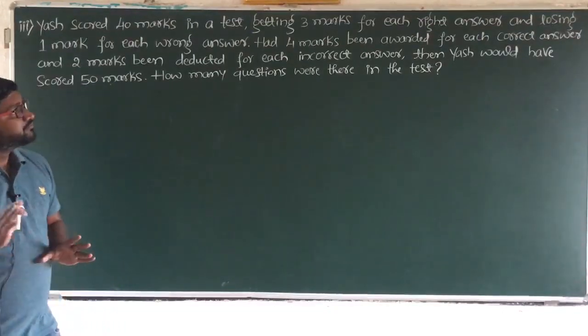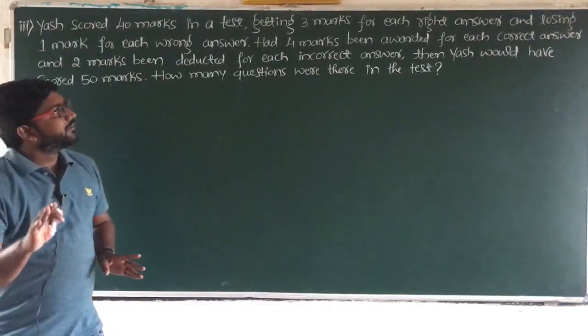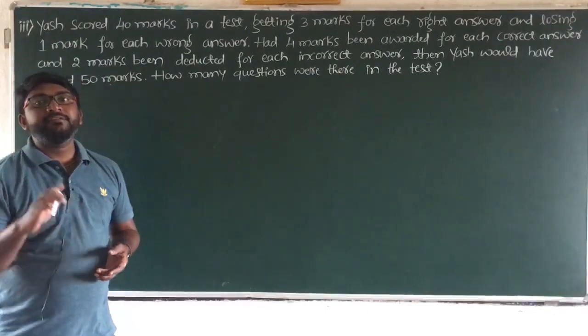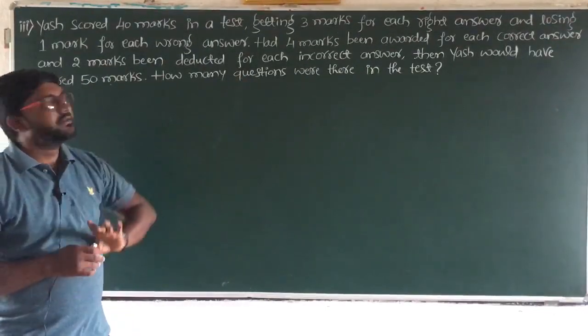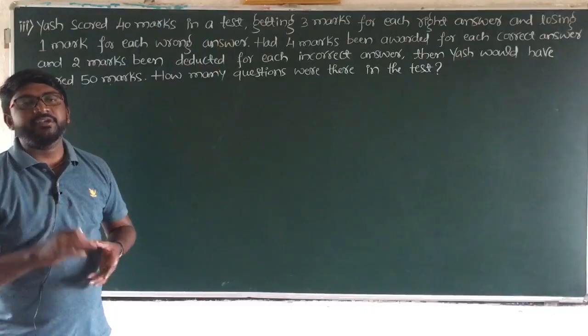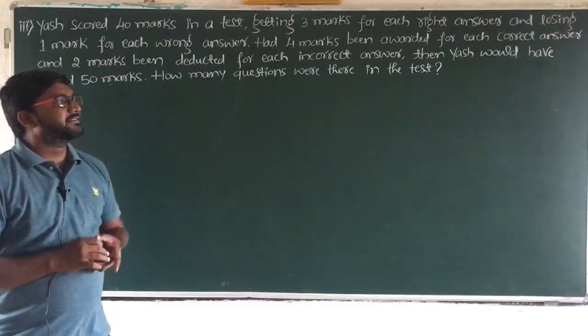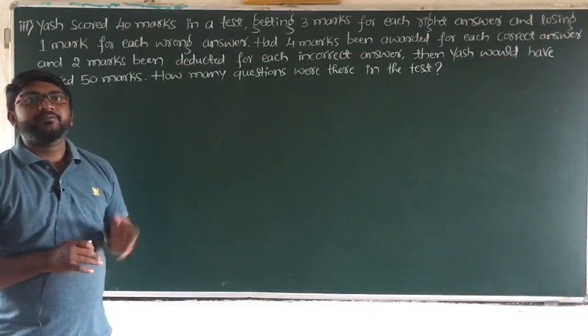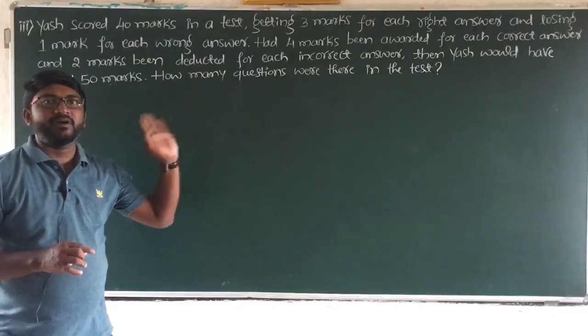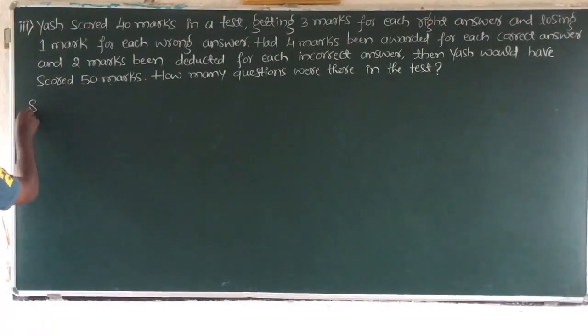Here we don't know the number of right answers and the number of wrong or incorrect answers. So what I do is, I take the number of right answers as x and the number of wrong or incorrect answers as y. So we'll solve this.